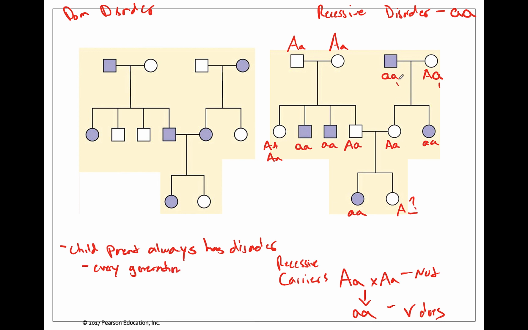Whereas the recessives, you can see skip generations. This parent had it, it skipped this child, but it showed up again in this generation. So it's kind of skipping from here to here.